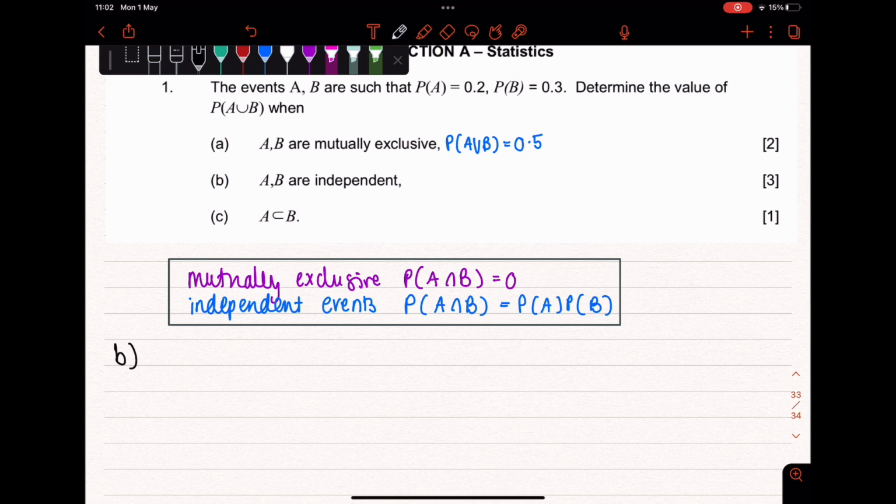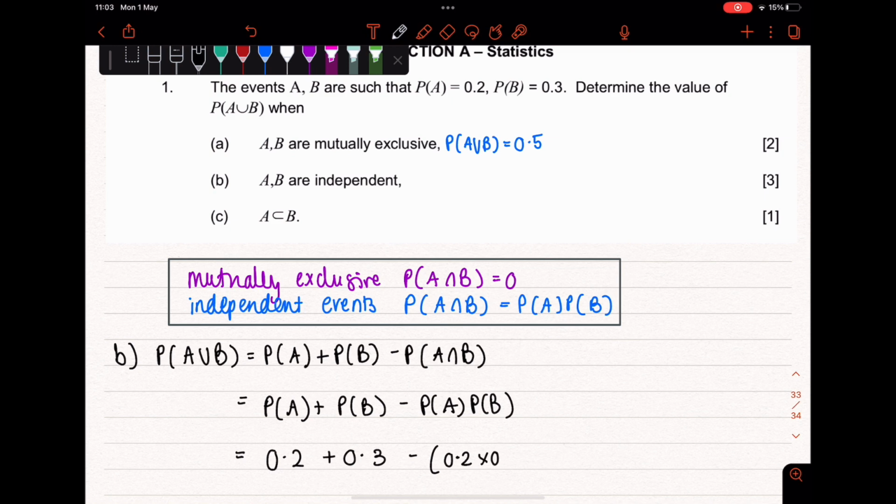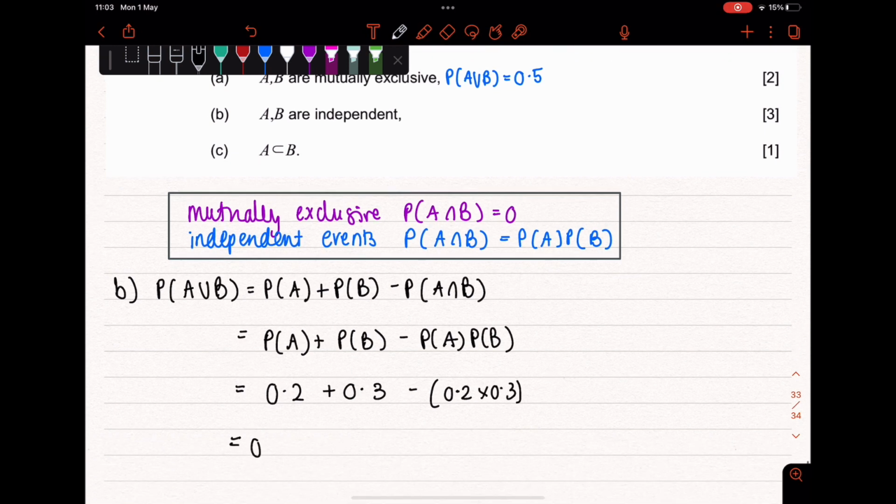Okay, so now we are going to find the probability of the union of A and B, where events A and B are independent. So by using the same formula, we have the union of A and B is equal to the probability of A plus the probability of B minus the probability of the intersection. So we know by reviewing the definition at the start that the intersection is equal to the probability of A times the probability of B. So if we rewrite this, we obtain the probability of A plus the probability of B minus the probability of A multiplied by the probability of B. So now this is equal to 0.2 plus 0.3 minus 0.2 multiplied by 0.3.